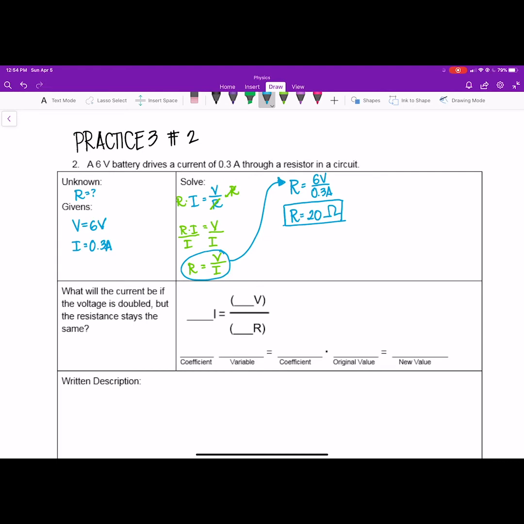All right. Now let's go ahead and fill out our proportional reasoning. We're looking for the current, so that means this is what we're going to find. If the voltage is doubled, but the resistance stays the same, that means our answer is going to be 2 over 1, which equals 2. And we have 2 times the current is equal to 2 times the current of 0.3 amps, which is going to give us 0.6 amps.